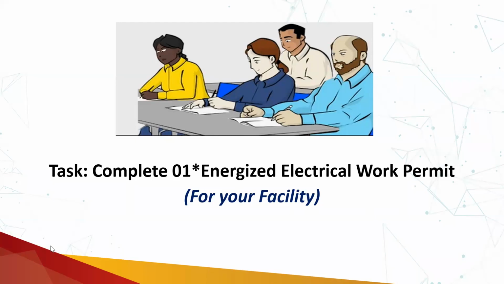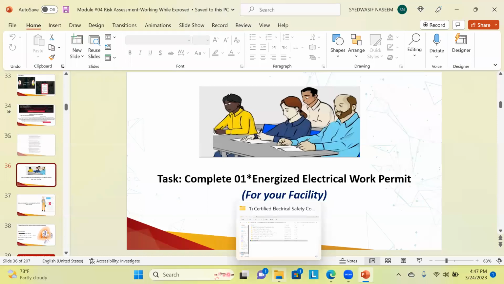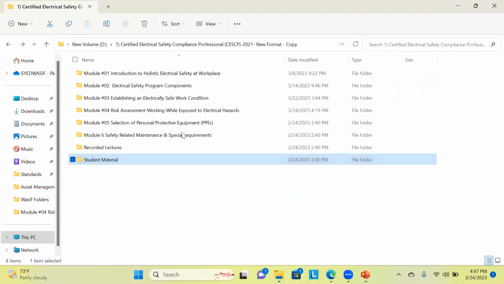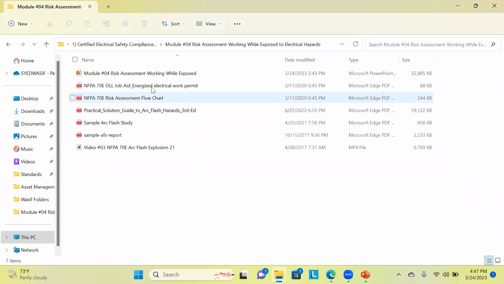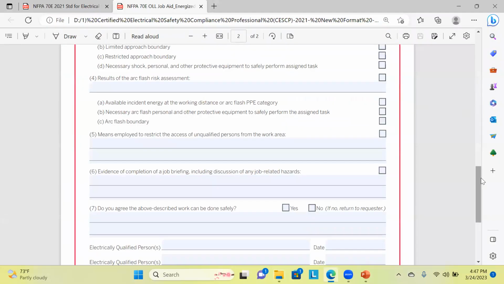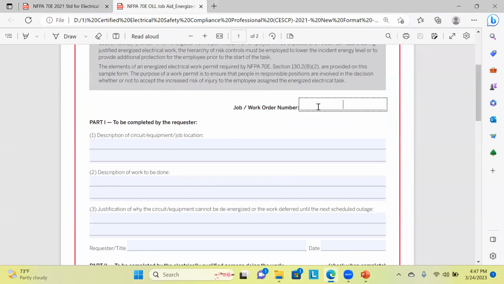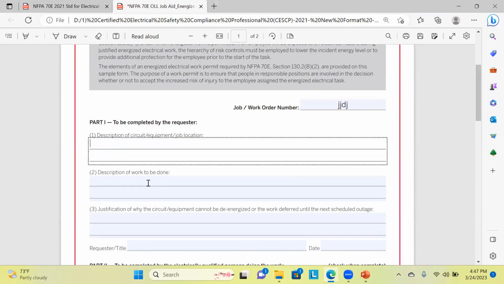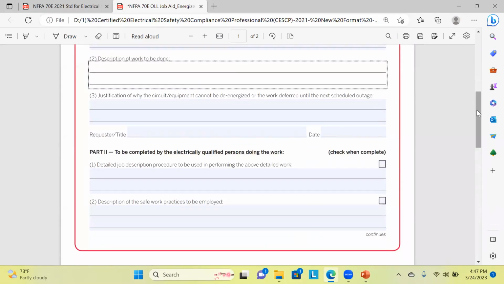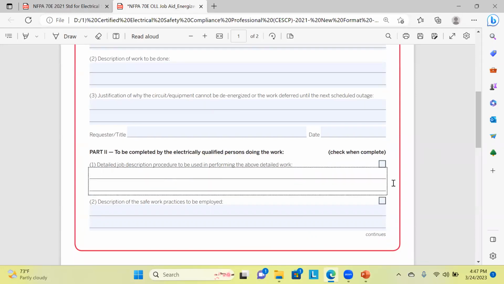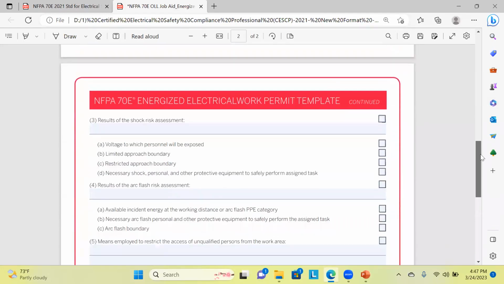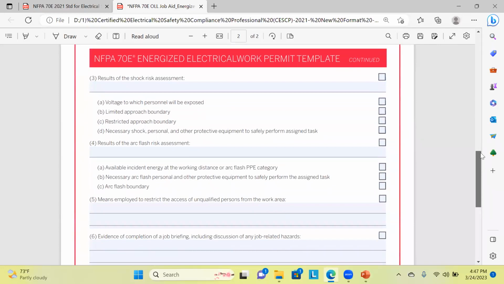Now, in the student manual, I have shared with you an energized electric work permit template. This is with the email which I shared with you. So it's an editable one. You can write your job order number, description of work to be performed, justification, and the part to be completed by the qualified person. So you can directly start with the implementation.